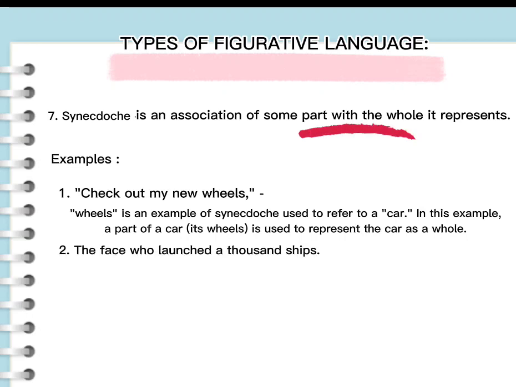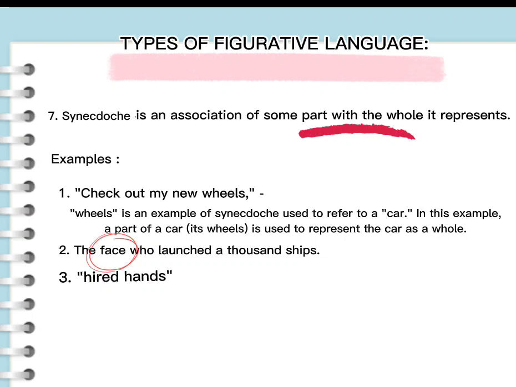The face who launched 1,000 ships. Did you find a part of the whole in this sentence? Yes, it's the word face. Face is part of the whole, which is the body. Let's have another example. Hired hands. The phrase hired hands can be used to refer to workers. The farmer needed to bring on some hired hands.